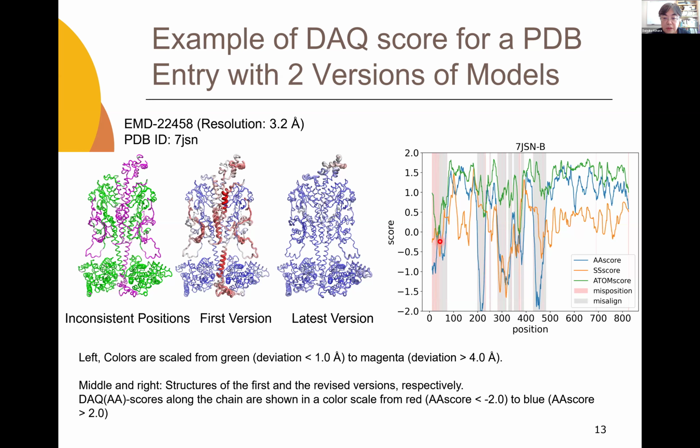In the first initial part, the top part, for these regions both the C alpha positions, atom score, and amino acid type scores are low, which means that probably the C alpha position also needs to be corrected.